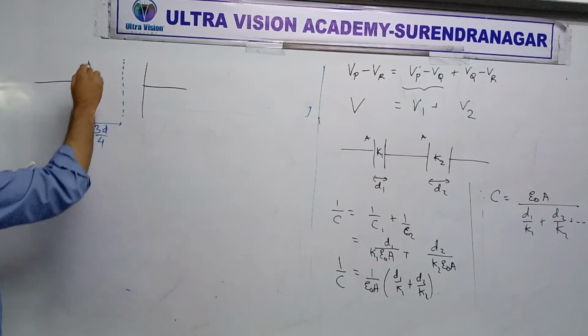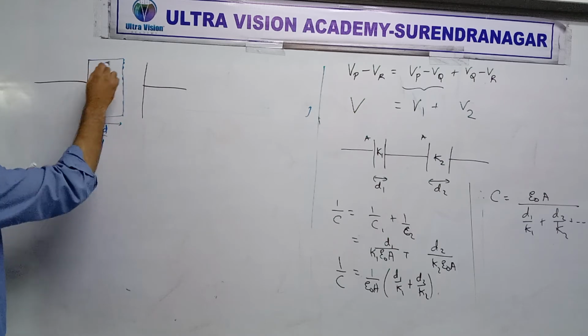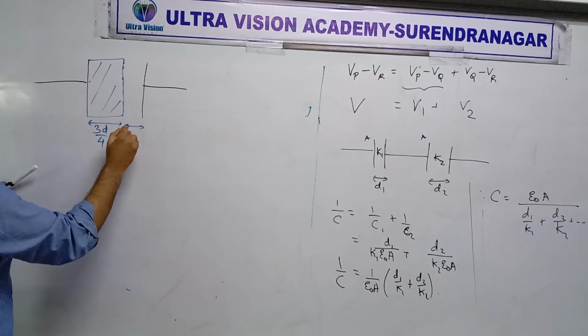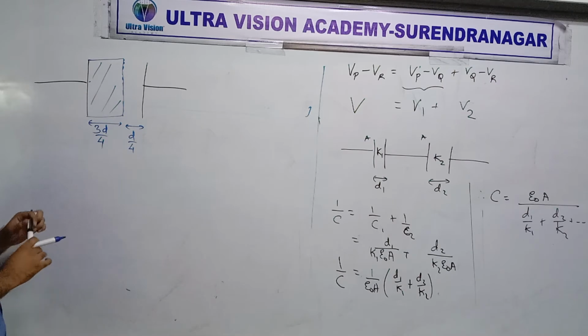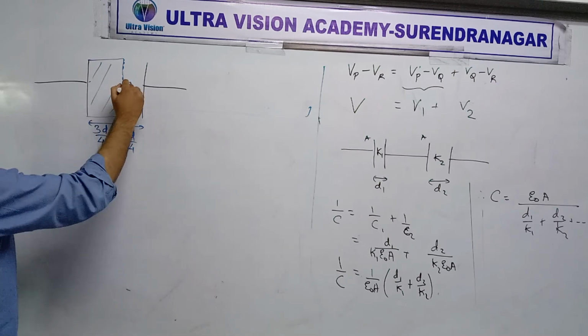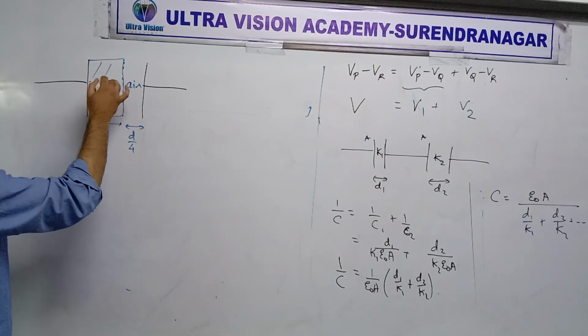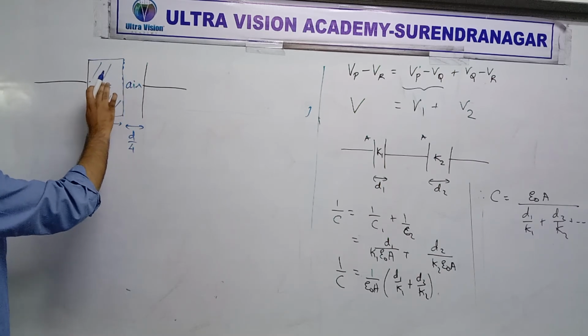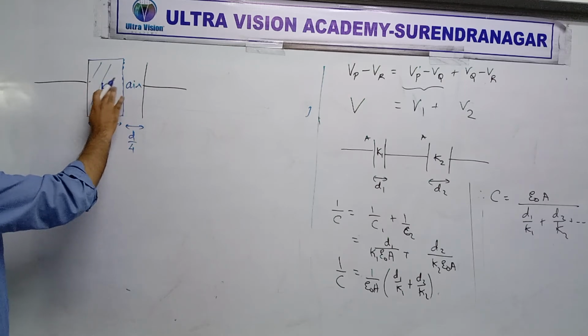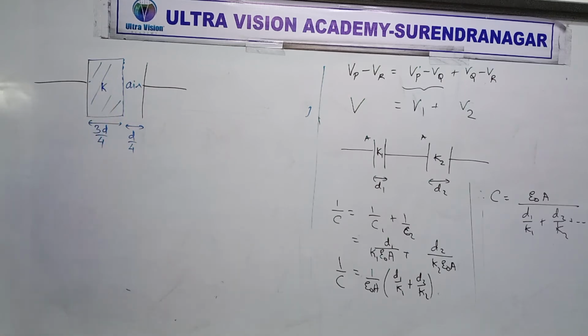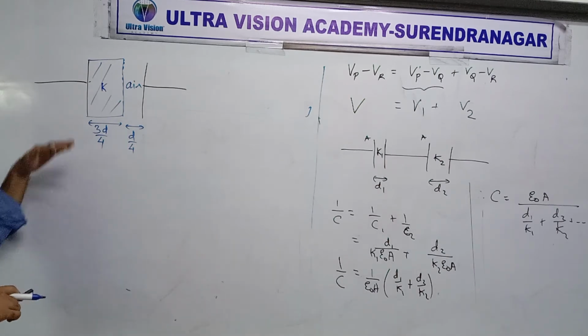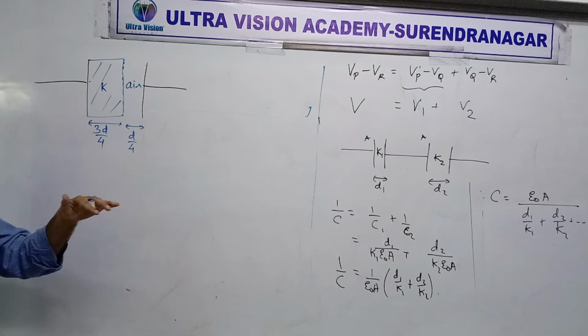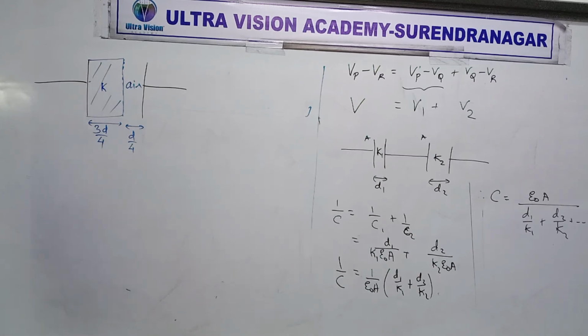Clear? The slab is only up to this point. So what's in the remaining D by 4? Air. Clear? This is air, and this is some dielectric material with K equal to K. Now, first thing that we will have to identify is: is it like the first type where area is shared, or is it the second type where the distance is divided or distributed? Distance. Second type.